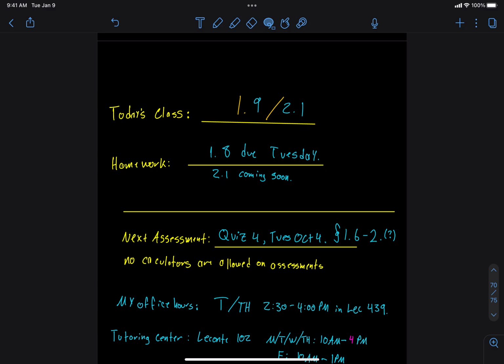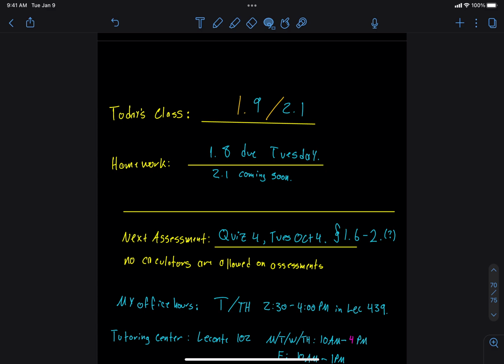So today, we are going to talk over the last little bit of section 1.9, and then we're going to start chapter 2. I have not yet posted the chapter 2 skeleton notes to Blackboard. I'm a little behind on writing the notes, but I'll post them maybe after class today. And you also have some homework assignments coming.